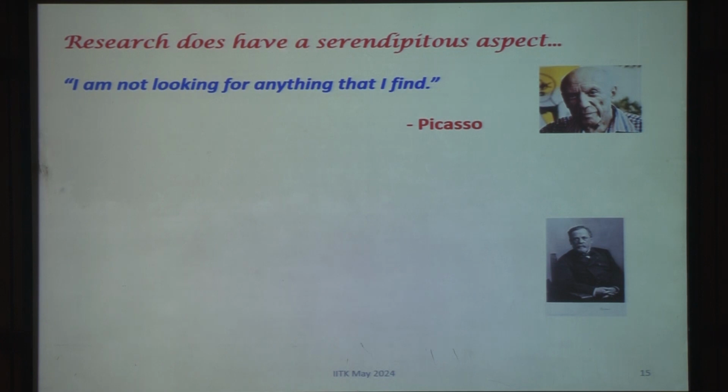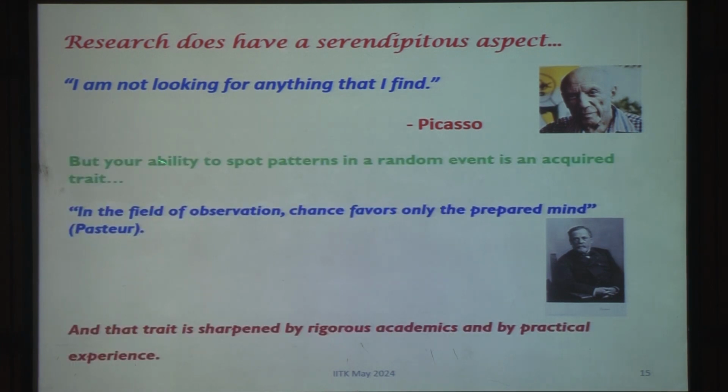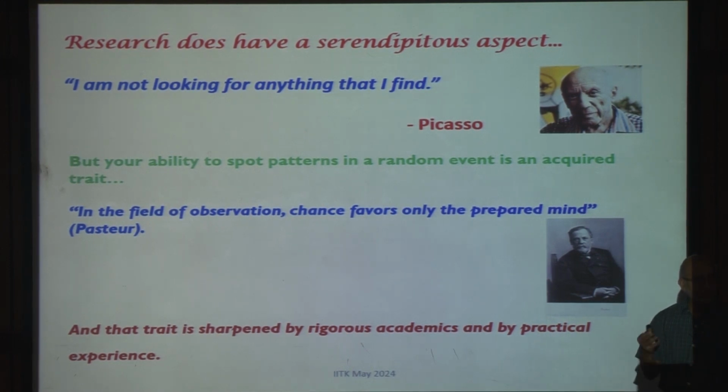Similarly, your ability to spot patterns in a random event is an acquired trait. This is what you do in colleges and IITs and schools, Wikipedia and internet. It sharpens your ability to look for patterns where there may be very few or very difficult. Similarly, Louis Pasteur, in the field of observation, said chance favors only the prepared mind, and that trait is sharpened by rigorous academics and by practical experience.